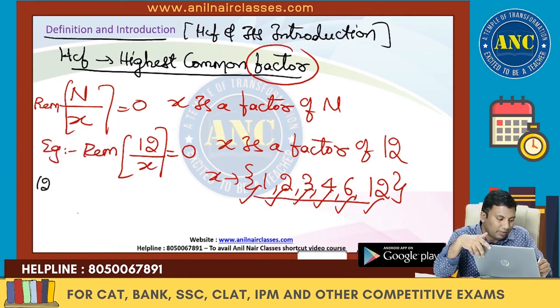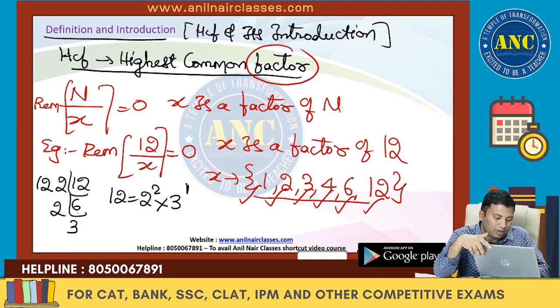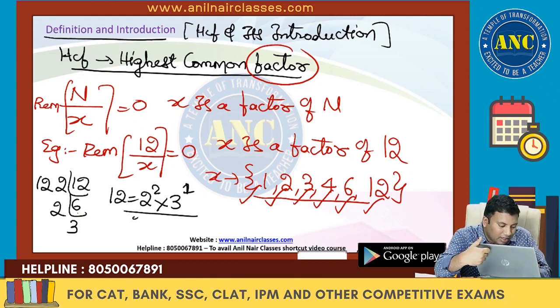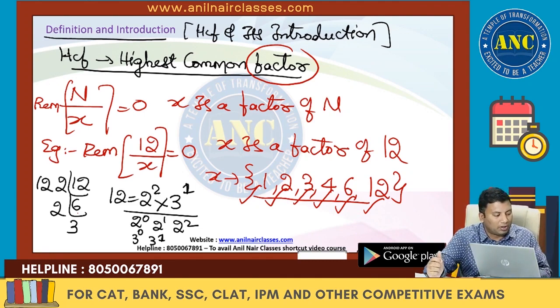First take 12 and write it out in prime bases. 2 sixes are 12, 2 threes are 6. So 12 is nothing but 2 square into 3 power 1. 2 square is 4, 4 into 3 is 12. Write all the powers of 2: 2 power 0, 2 power 1, 2 power 2. Write all the powers of 3 from 0 to 1: 3 power 0, 3 power 1.